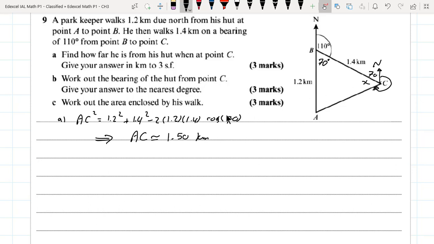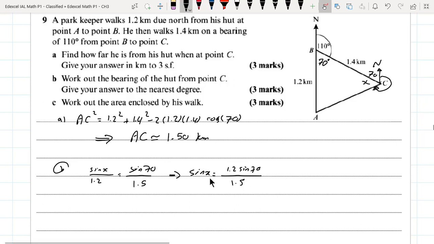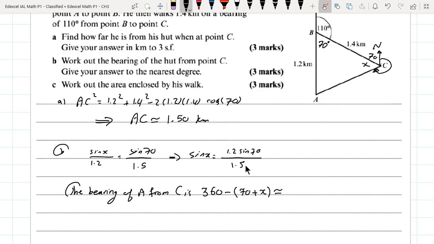the value of x. We can say sine x divided by the opposite side length 1.2 is equal to sine 70, which is the given angle here, divided by AC, which is 1.5. To get sine x, it should be 1.2 sine 70 divided by 1.5, and in this case we can find the value of x. And then the bearing of A from C is 360 minus 70 plus x, which would be 214 to the nearest degree.